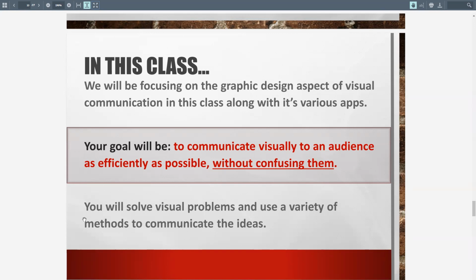You will solve visual problems and use a variety of methods to communicate the ideas. That's kind of what I just talked about, okay? There will be lots of ways to solve any visual problems we hit during this course. Me, your classmates, critiques that we have, all feedback, all information is going to be good to help you communicate those ideas effectively.